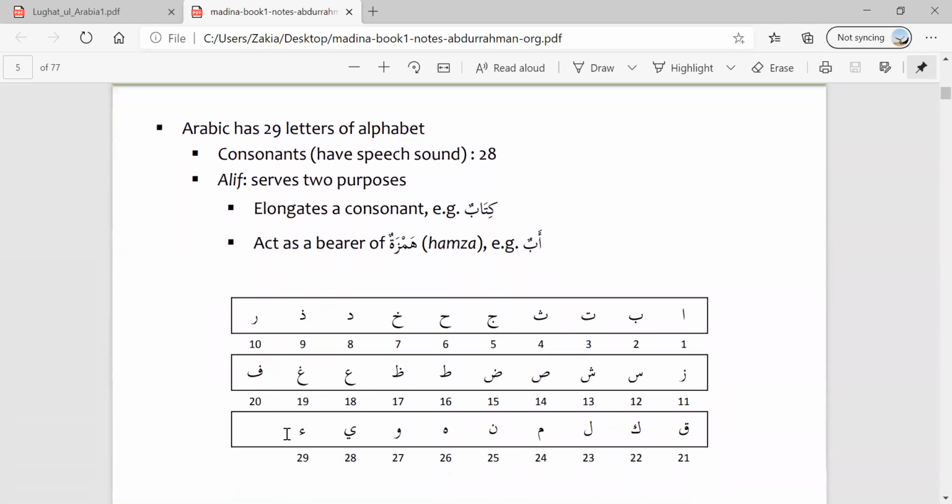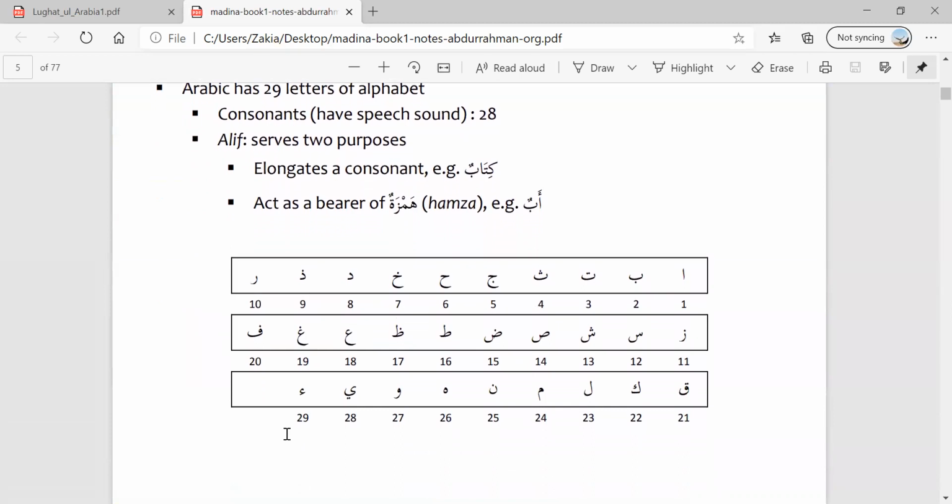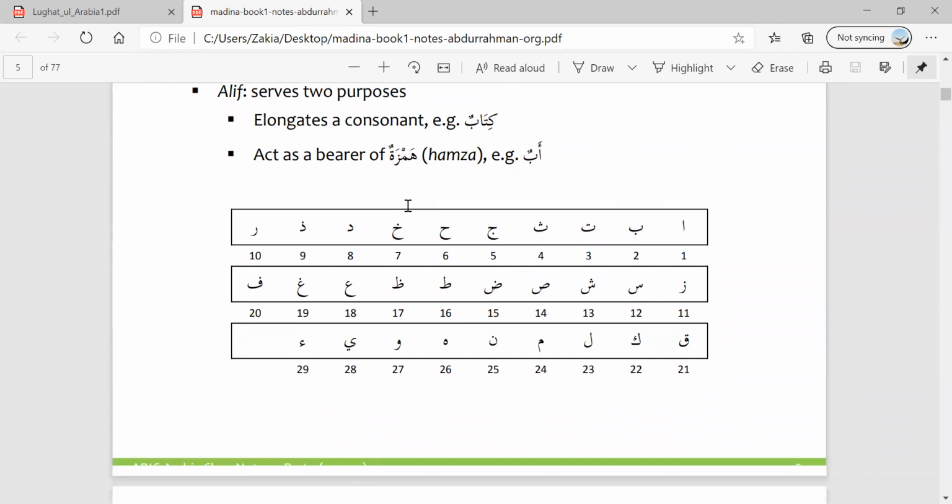There are 29 letters in the Arabic alphabet. Alif serves 2 purposes, and inshallah we will go through them. We will talk about alif as alif that elongates as a consonant, and alif that is a hamza, that which we cut. So it is 2 types that we will inshallah discuss.